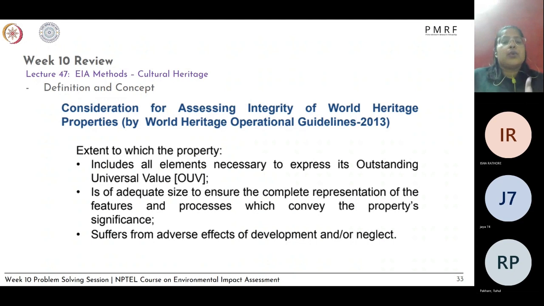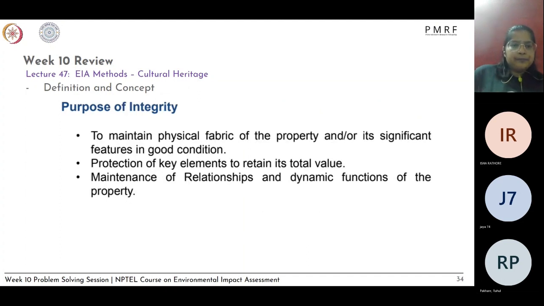So this is basically in case of properties where you have to do cultural heritage assessment as per the World Heritage Operational Guidelines. If the property or the site which you are developing has elements which have outstanding universal value in terms of their cultural aspect, and if the size and scale of the project is big enough, and if the property significance is high, and it is going to suffer from adverse effects of development and or neglect, so in those cases, you map the cultural heritage for the cultural heritage side of your EIA.